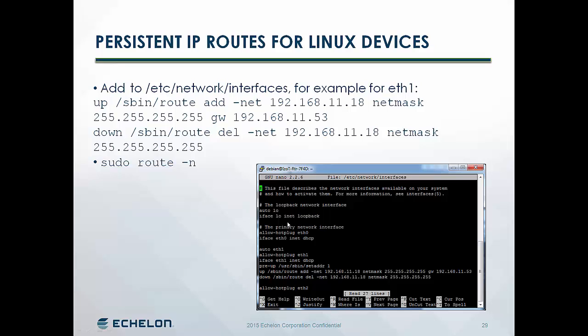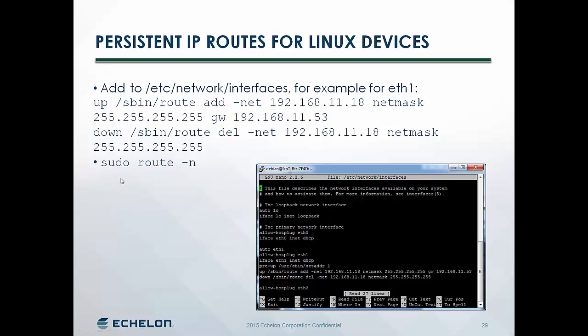Just for good measure, we're showing you here how to add persistent routes for Linux devices. You need to add an entry in /etc/network/interfaces for an IzoT router, for example, against ETH1, and then you need to add one line specifying what happens when the interface is up, and then another line specifying what happens when the interface is down.